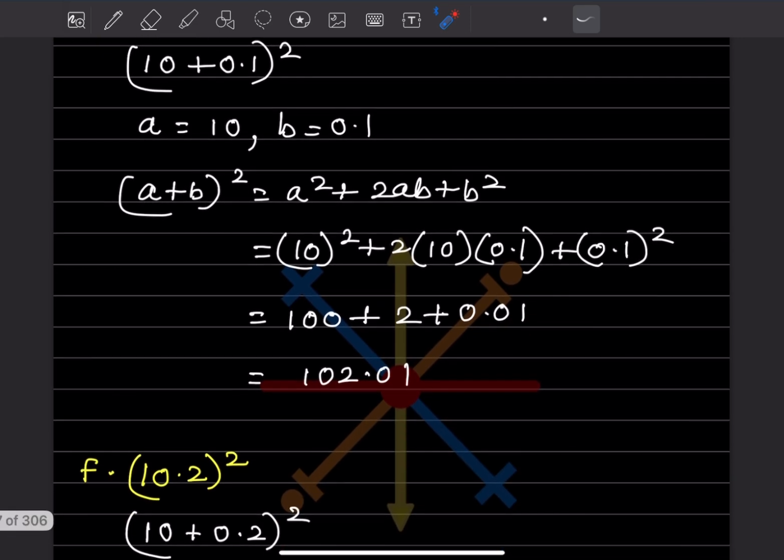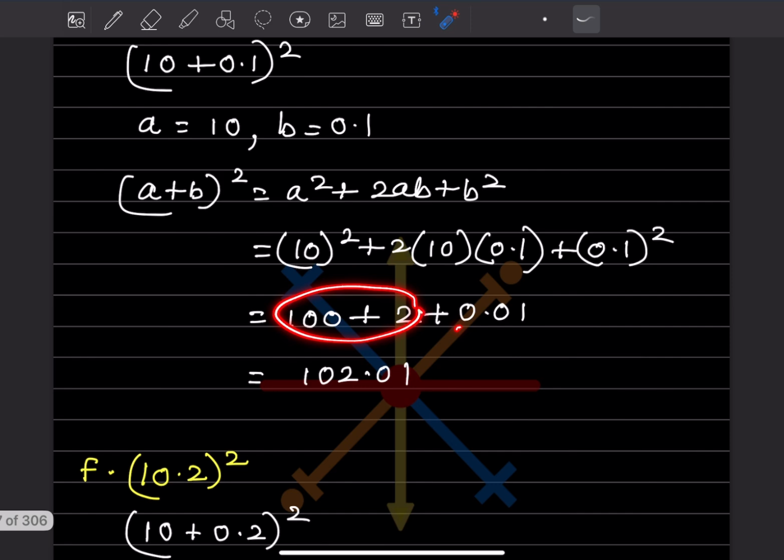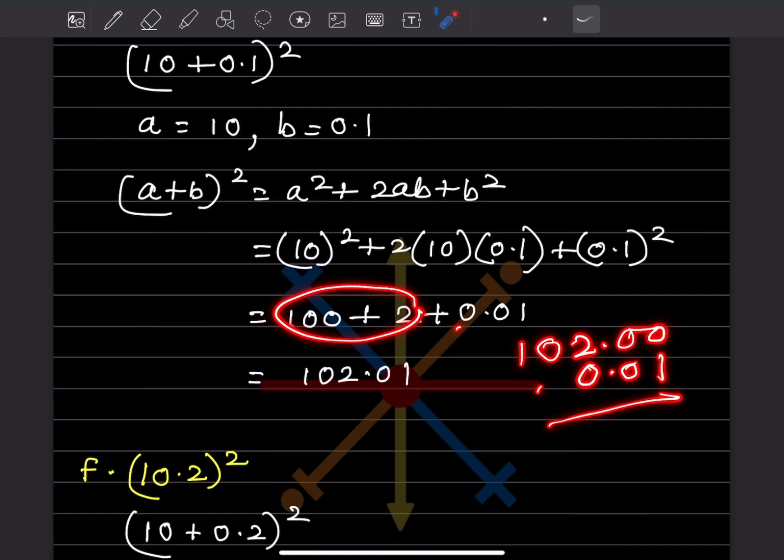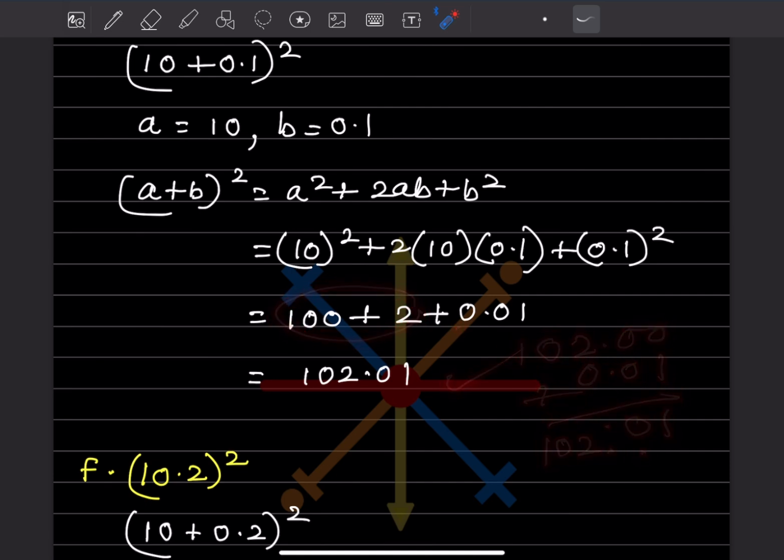So here now when you add this, this will be 102. 102 means 102.00, and also we can write 0.01. When you add it, that will be 102.01. So be careful with this step.